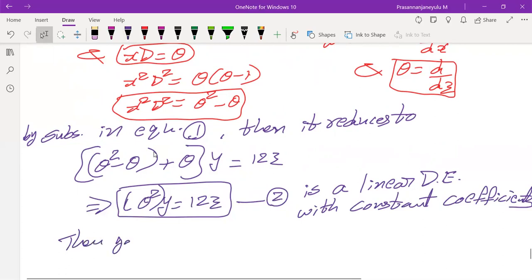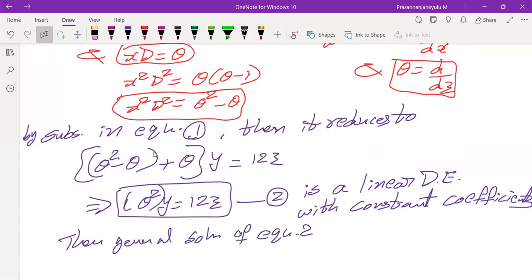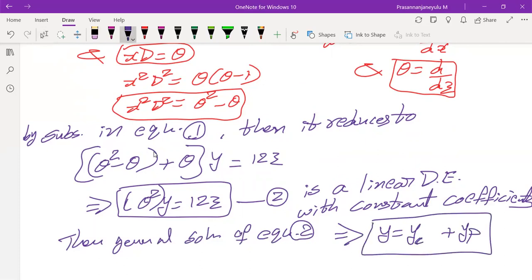Then the general solution of equation 2 is y equals yc plus yp. But here, yc and yp should be in functions of the z variable, because our second equation is in terms of y and z. That is, it is in the form f of θ of y equals Q of z. Taking this as equation number 3, in equation number 3, yc and yp will be functions of the z variable.